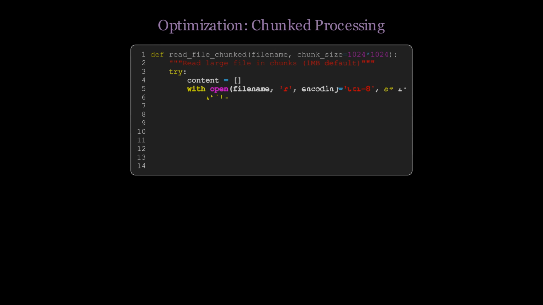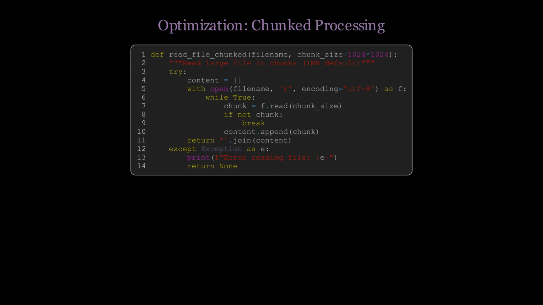Here's an optimization for handling very large files. Instead of reading everything into memory at once, we process the file in manageable chunks. Chunked processing reads the file in 1 MB pieces by default. We append each chunk to a list, then join them at the end. This prevents memory overflow with huge files. The chunk size is configurable for different scenarios.